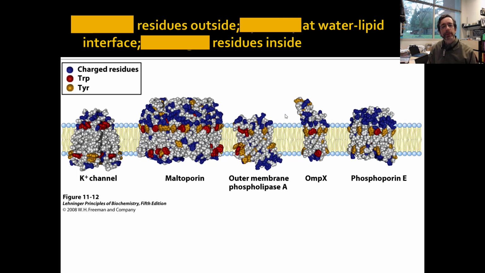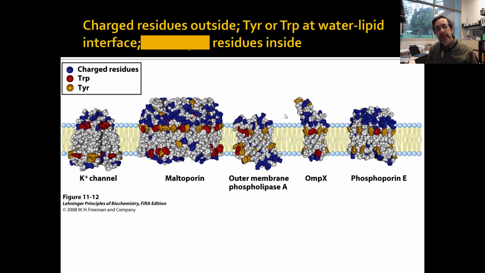So if you look at membrane proteins, you can see this pattern. Hydrophobic residues will be inside the protein. Actually, there's another little pattern you can see. If you color the charged residues blue, you can see that charged residues are outside the membrane. I want to be clear, this is outside the membrane, not outside or inside the cell here. But look at the water-lipid interface.